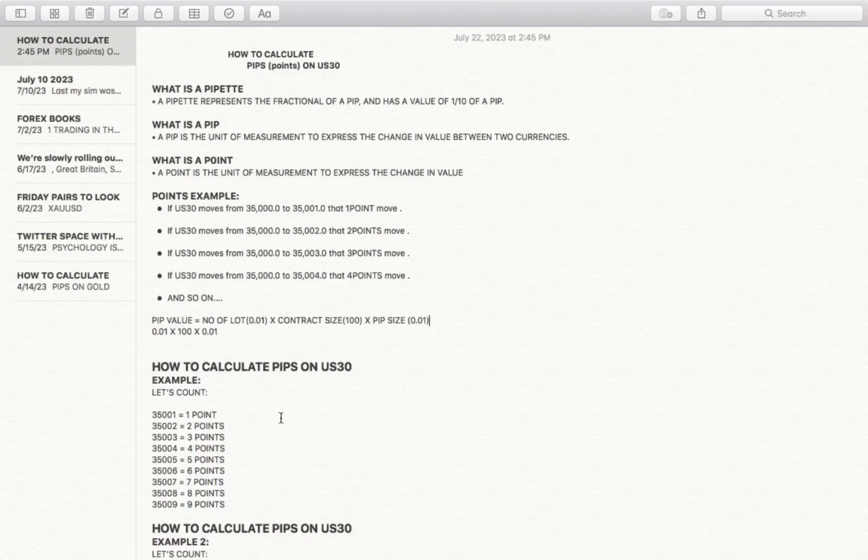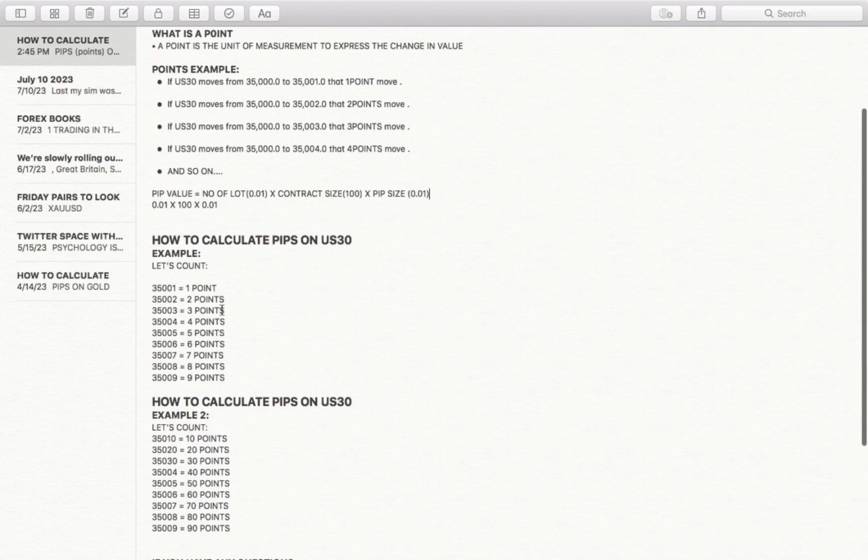Now, the difference is that US30 is the 30 best companies in the US. Nasdaq contains the tech companies like Facebook, Amazon, Twitter, Snapchat, and all those tech companies. You understand me? So as you can see, how to calculate pips on US30, example 2, which I'm going to be showing you guys before we go into the chart.